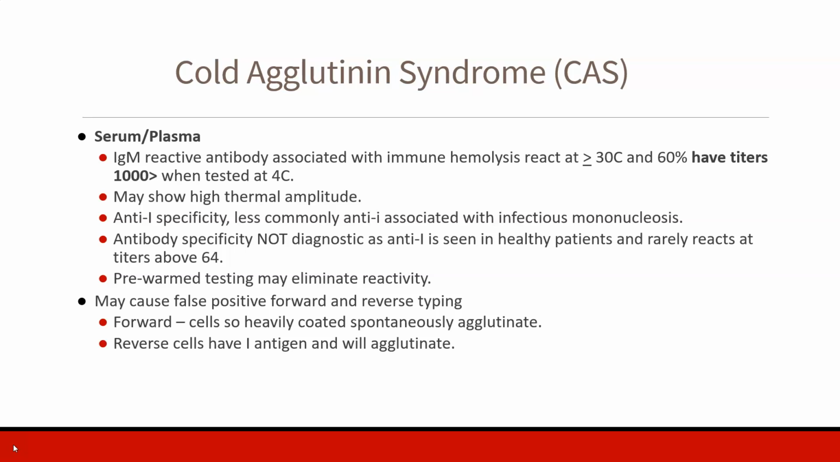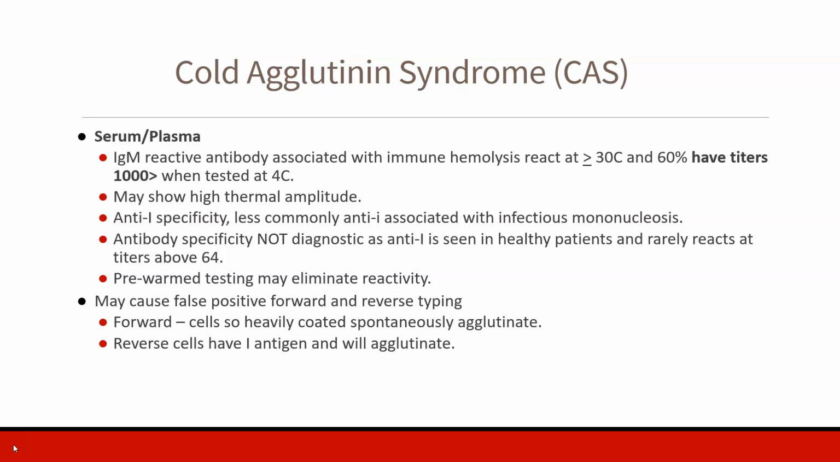Anti-big I is the specificity, and less commonly anti-little I is present, and this is associated with infectious mononucleosis. We mentioned this in the serology class. Bring it back to the front of your brain again. Antibody specificity is not diagnostic, as anti-big I is seen in healthy patients, but in healthy patients, it rarely reacts at titers above 64. It would be interesting to draw each other and do a cold agglutinin titer on your own blood and see if you have one of these nuisance antibodies. And that's why we call them nuisance. They're not clinically significant because they're not causing hemolysis.